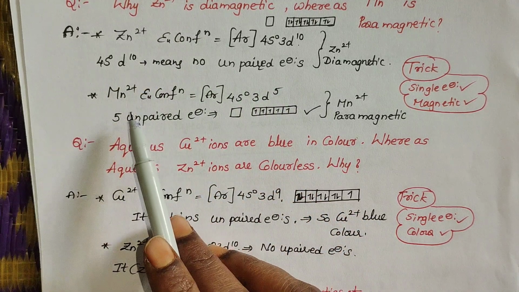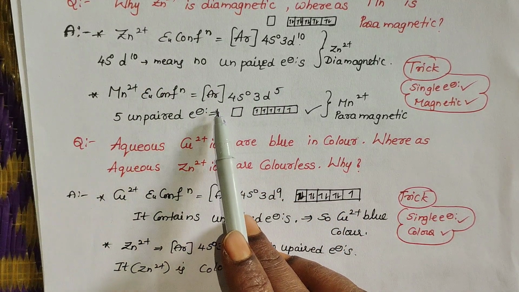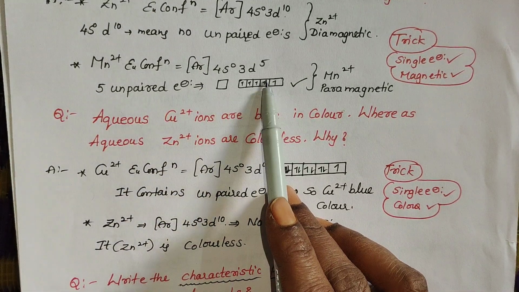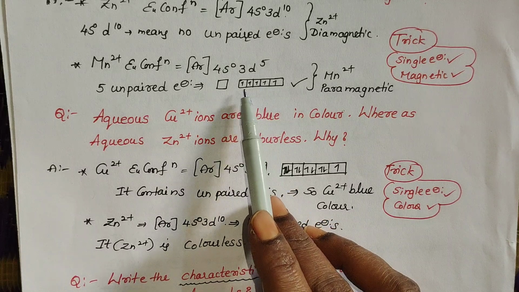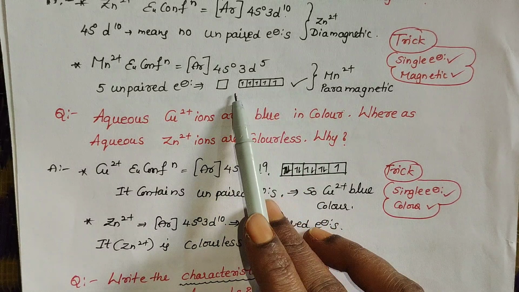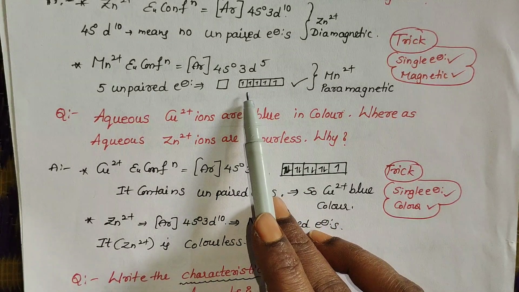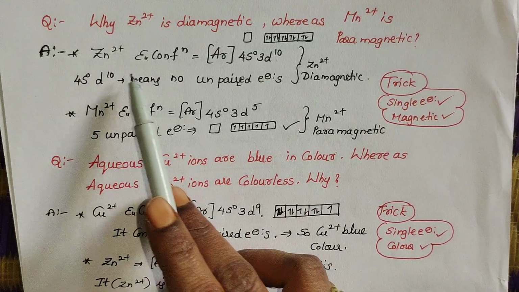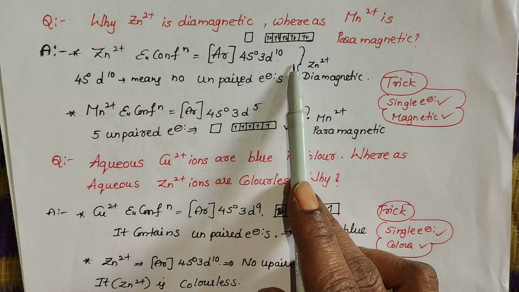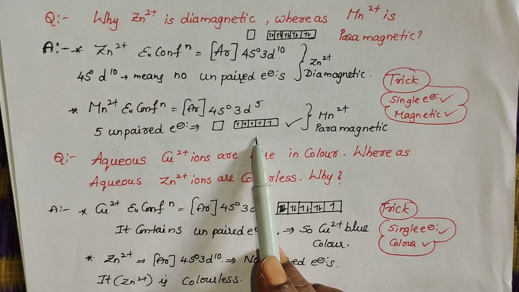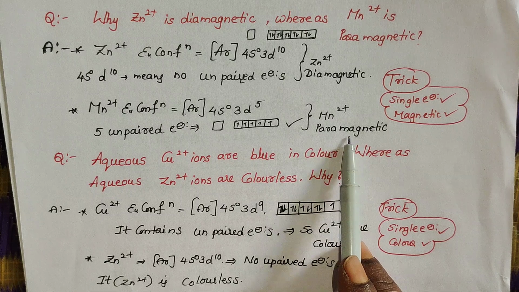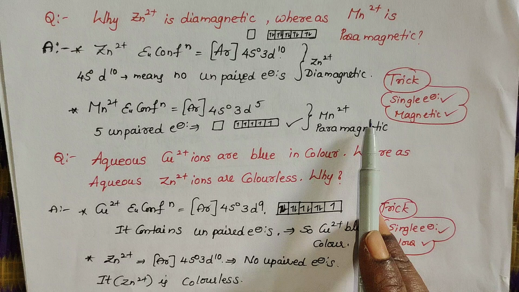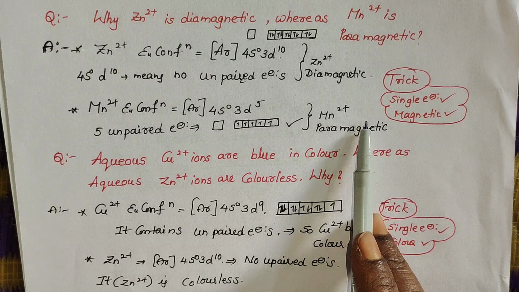But if you take the Mn2+ electronic configuration, it is argon 4s0 3d5. Here d5 is there, so first we fill each orbital with 1 electron. If extra electrons are there, then we start the pairing. So 5 single electrons are present in Mn2+, but in Zn2+ there are no single electrons, all are filled with 2 electrons. Where single electrons are present, there the magnetic property is present, and at the same time the color property. It exhibits the magnetic nature and color property.